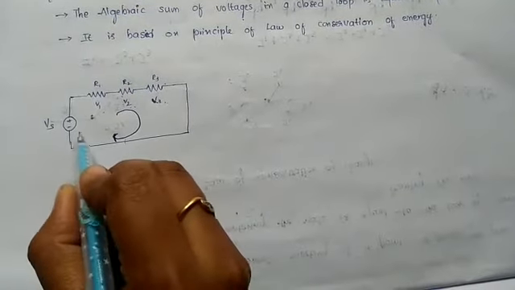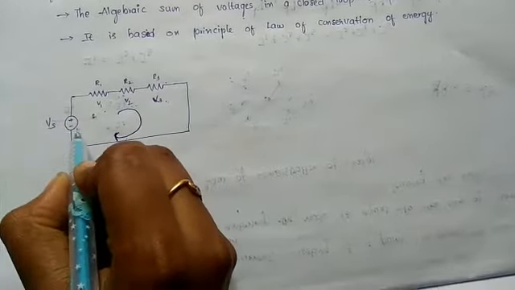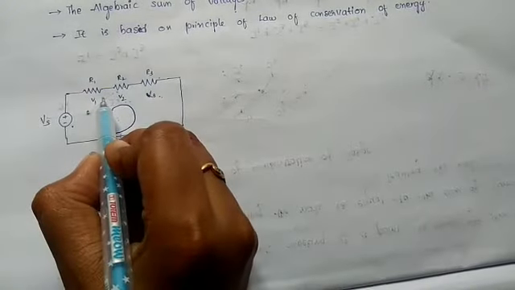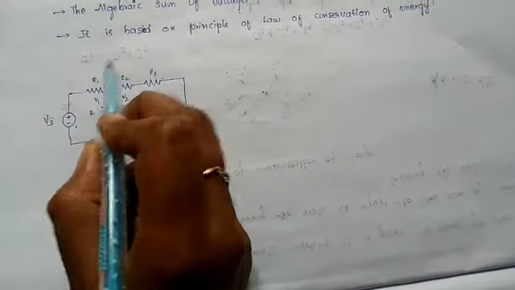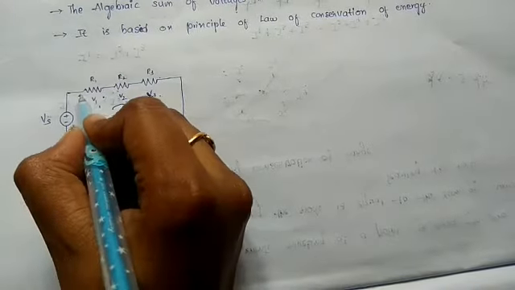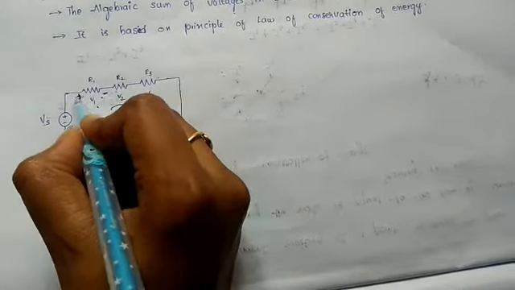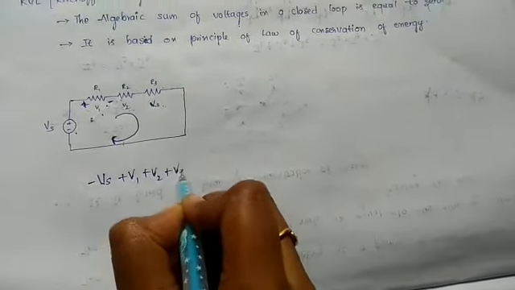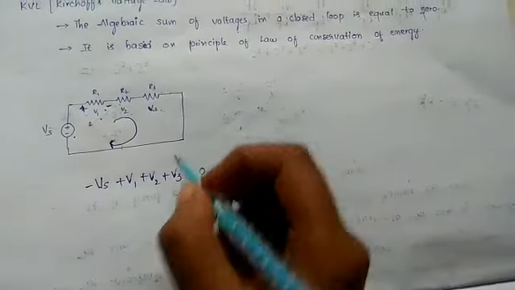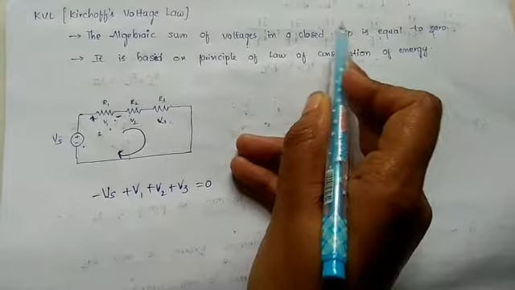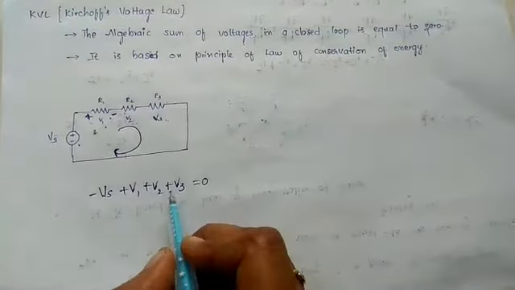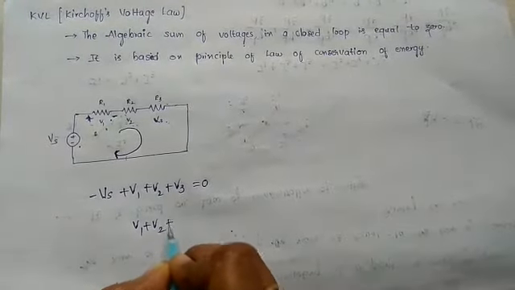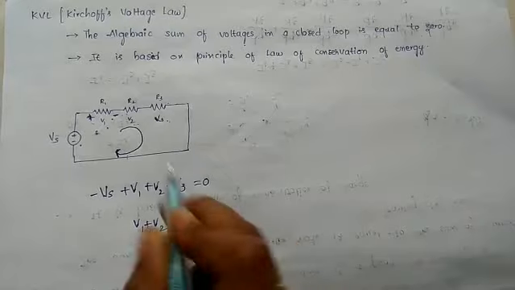Considering the clockwise direction, first of all, for the voltage source we have a minus symbol, so we write minus Vs. Next, the resistance voltage is V1. For a resistance, the first terminal is always plus and the second terminal is always minus, so it is plus V1, next plus V2 plus V3 is equal to 0, because the algebraic sum of voltages in a closed loop is equal to 0. That is the KVL equation. So the KVL equation of the above circuit is V1 plus V2 plus V3 is equal to Vs.